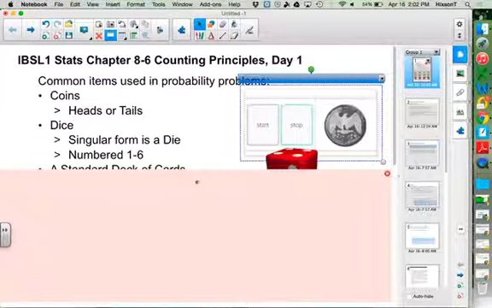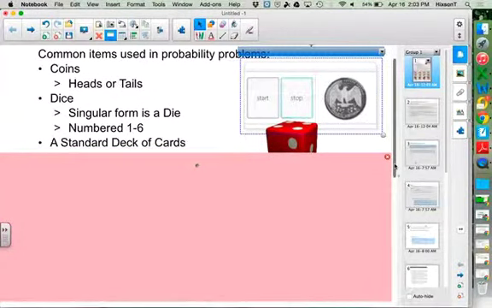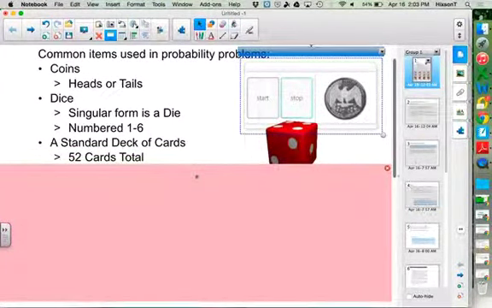And then the last one is a standard deck of cards. This one's nice because it actually has a lot of different variables in a deck of cards that we can consider. All right, but especially if you're not familiar with a deck of cards, or even if you're just not familiar with the terms related to a deck of cards, it's helpful to understand. First of all, a standard deck of cards is going to have 52 cards. All right, no jokers. Just 52 cards.